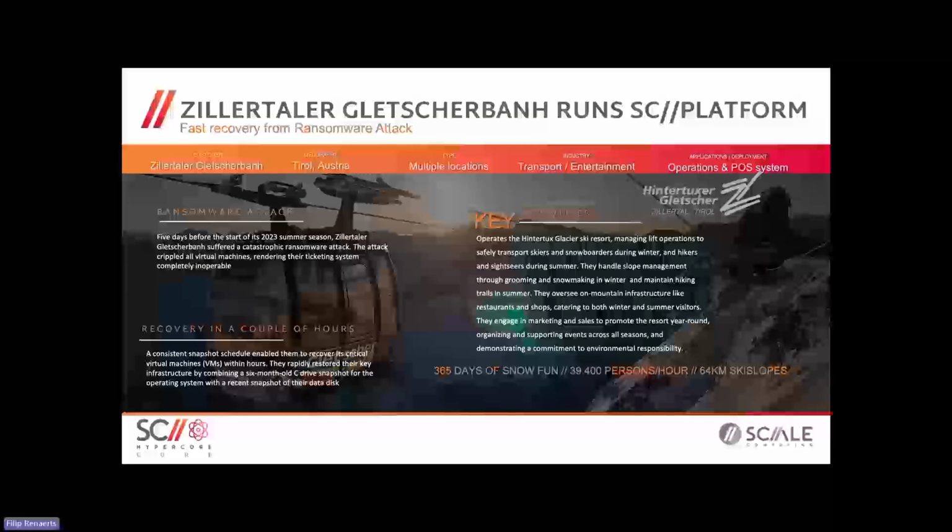I spoke today about using snapshots and snapshot schedules, and that is what they did. At Zillertaler Gletsjerbahn, they have a snapshot schedule that went back for over 1 year, and they had a lot of snapshots. When they were hit by the ransomware attack, they went back to a snapshot from 1 year ago with a C drive. Then they took a data disk from that morning and attached that to that live VM. This allowed them to take an operating system that was not infected and data from that morning, which is needed for their point of sale system.